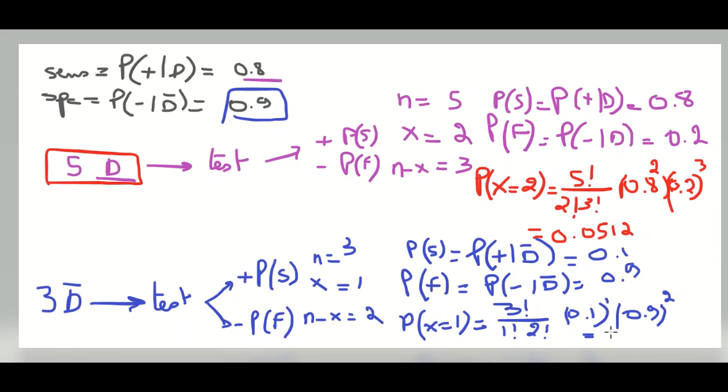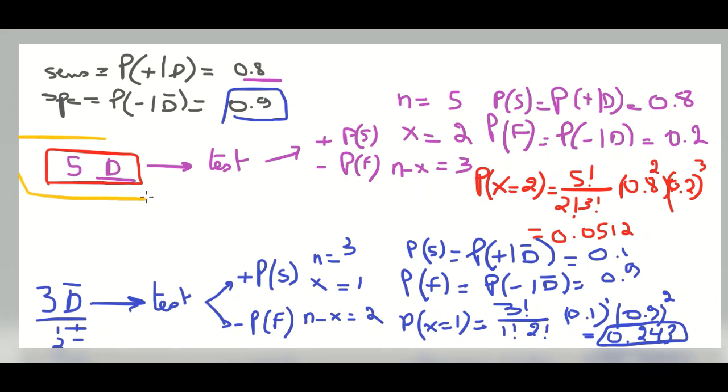Let me just make sure my calculations are correct. It's 0.243. So the probability that out of 3 healthy individuals, 1 will test positive and 2 will test negative is 24.3%.